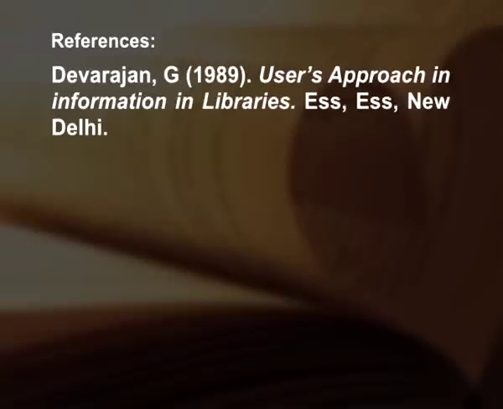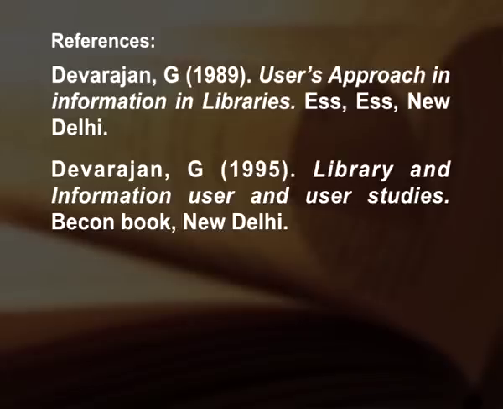Here are some useful references for you. The book titled Users' Approach in Information in Libraries, written by G. Devarajan in 1989, published by SS, New Delhi. The next book is titled Library and Information User and User Studies, written by G. Devarajan in 1995, published by Becon Book, New Delhi.